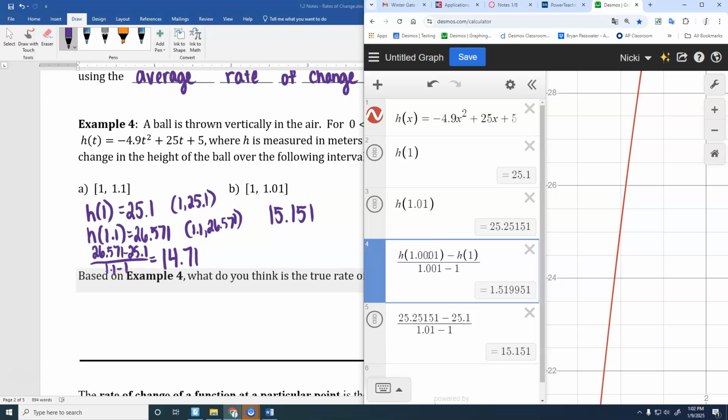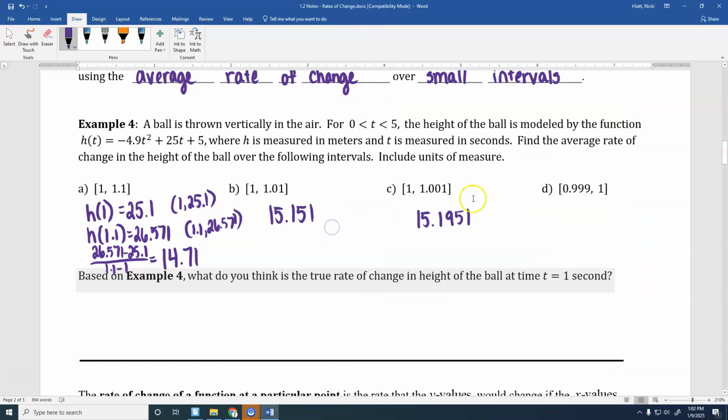Like make it 0, 0, 0, 1. Now I've got 15.19951. And then if I wanted to add another 0 in that top and bottom, 15.199951. And then if I add 2 more zeros in the top and bottom, look, I just keep getting more like 9s, right? 0.19999.